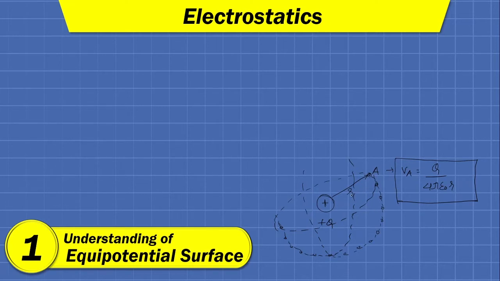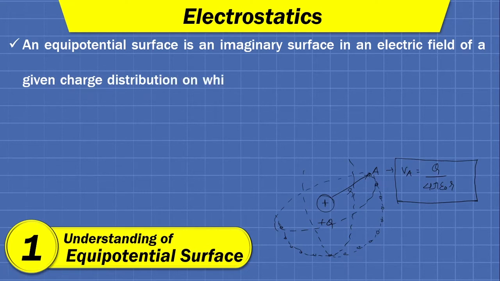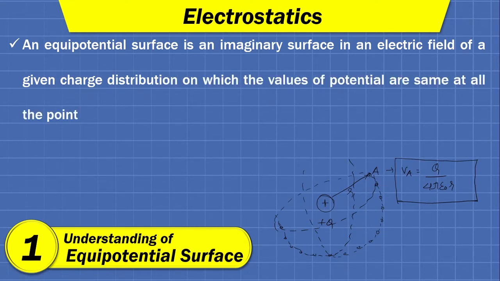Fine. So such a spherical surface in our example is called the equipotential surface, in which the value or magnitude of potential at each and every point of the surface is the same. So by definition we can say an equipotential surface is an imaginary surface in the electric field of a given charge distribution on which the values of potential are the same at all the points of the surface.